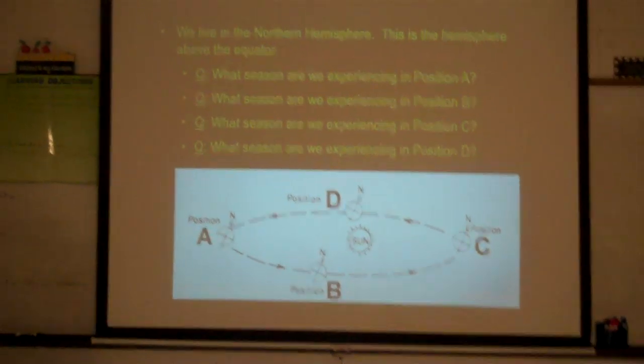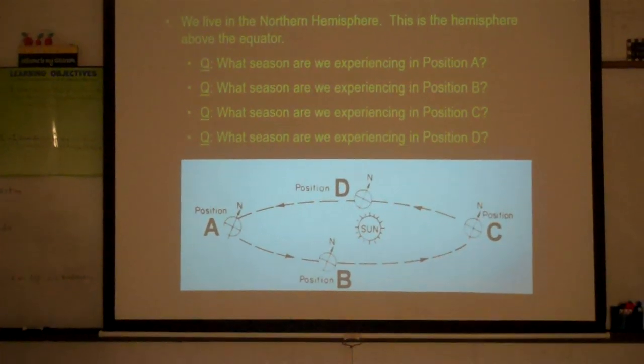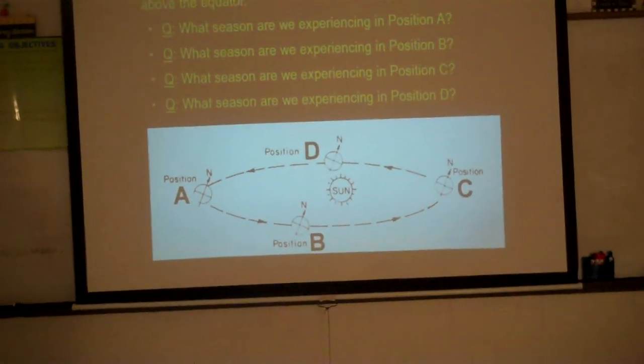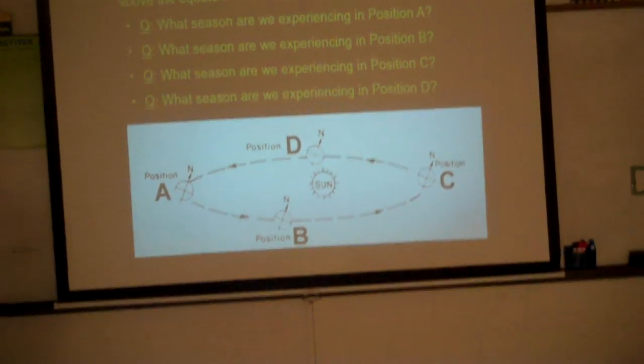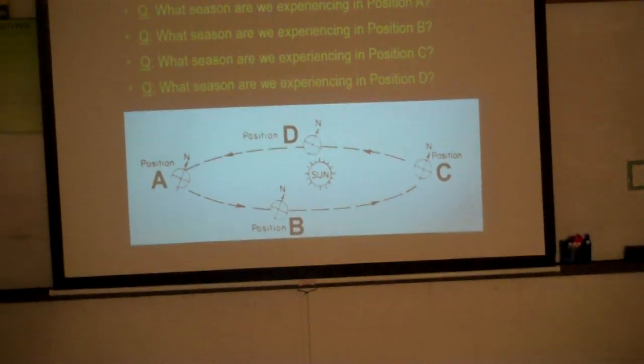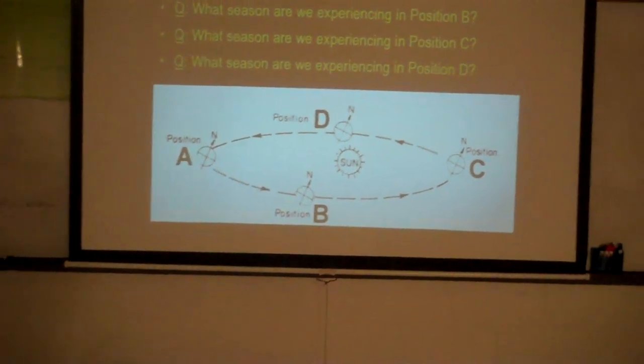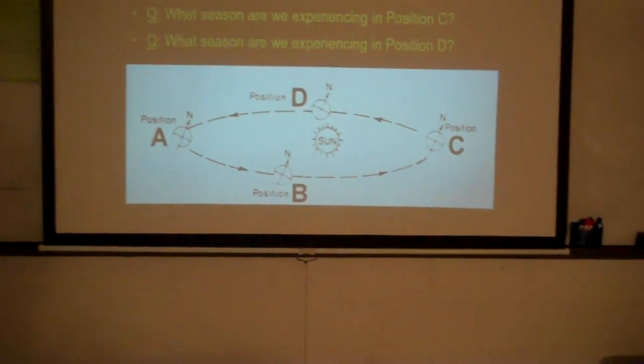Alright, so we live in the northern hemisphere. This is the hemisphere above the equator. The equator is basically the imaginary line that splits the hemispheres in half. It splits the northern hemisphere from the southern hemisphere. Okay? First question, what season are we experiencing in position A?